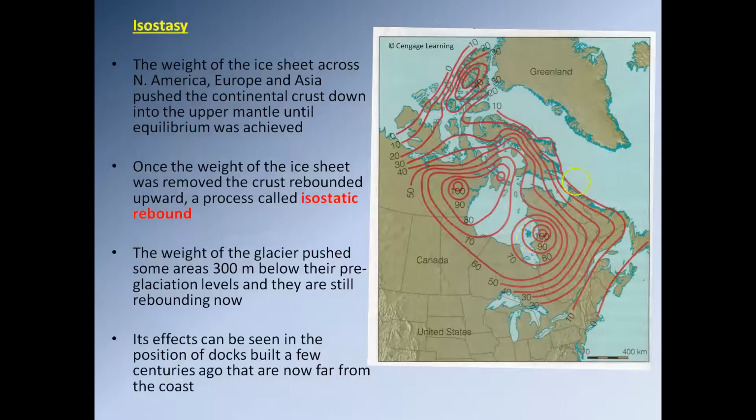The effects of isostatic rebound can actually be seen quite easily on the landscape, and you can see it affecting human structures. If you go to places like Scotland or Canada, you'll be walking along near the coast, and you'll see areas where you have docks, and these docks are several hundred meters inland from the modern coast. It doesn't make any sense. The thing is, a few hundred years ago, those docks would have been on the coast. But since the dock was built, that area of land has been rising, and now the dock is several tens of meters, hundreds of meters inland from the modern-day coastline.